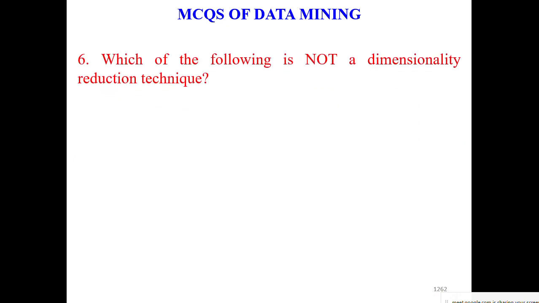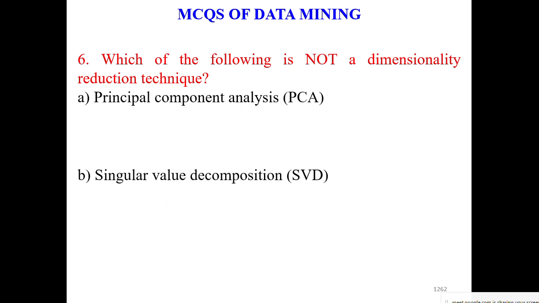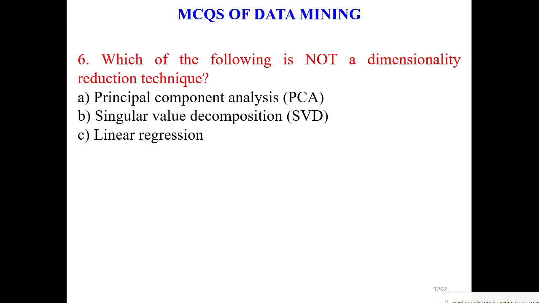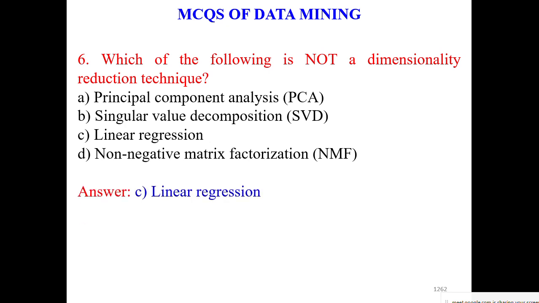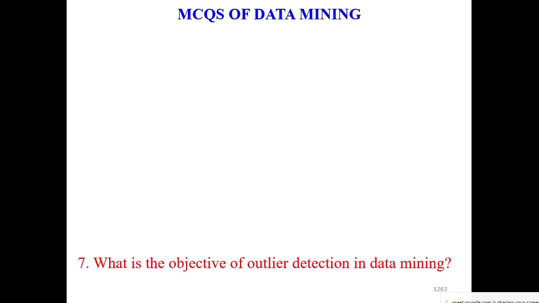Next one is which of the following is not a dimensionality reduction technique? Three techniques are dimensionality reduction techniques. One is not. I think D, sir. No, no. Which of the following is not a dimensionality reduction technique? PCA, linear regression. Linear regression. Correct answer. Remaining all are dimensionality reduction.